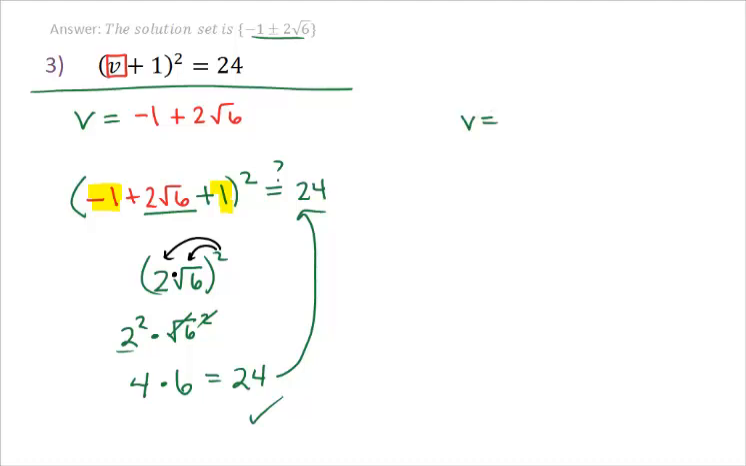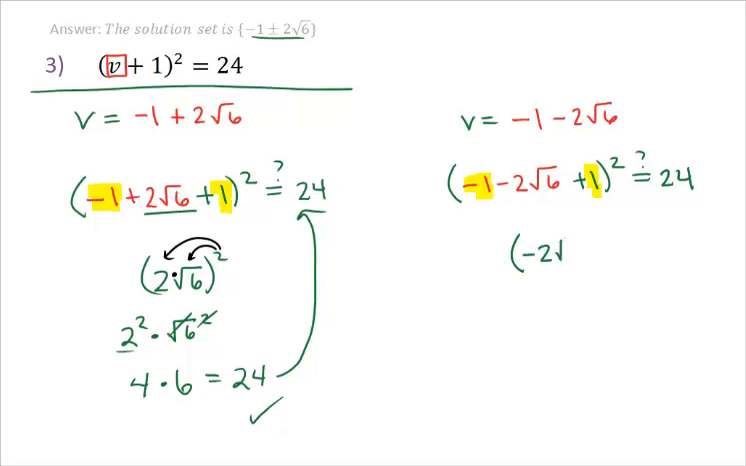Now focusing on our other solution, which is negative 1 minus 2 root 6, plugging it back into the same original equation of v, in this case, negative 1 minus 2 root 6, plus 1 squared. We're trying to confirm that that is equal to 24. On the left, negative 1 and positive 1 again cancel out, so that leaves you with negative 2 root 6 quantity squared. Almost the exact same thing that we had last time.